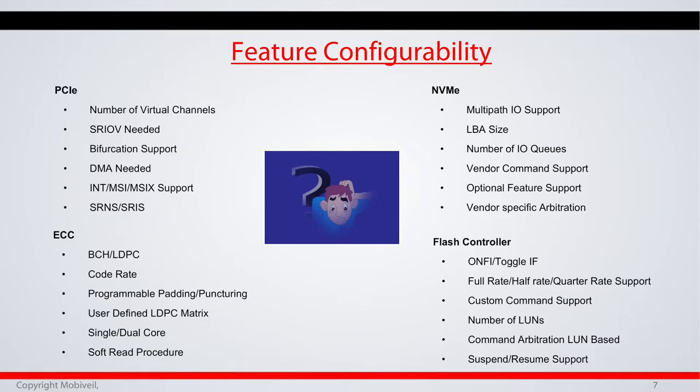I'll go to the ECC. Again, selection between BCH or LDPC. So going to all the 3D and all the newer flash parts, you need to live with LDPC. And once you decide that you have to live with LDPC, there is again a lot more one needs to have flexibility in the hardware itself in terms of code rate. And you may have to have the puncturing, padding, this is all programmable.